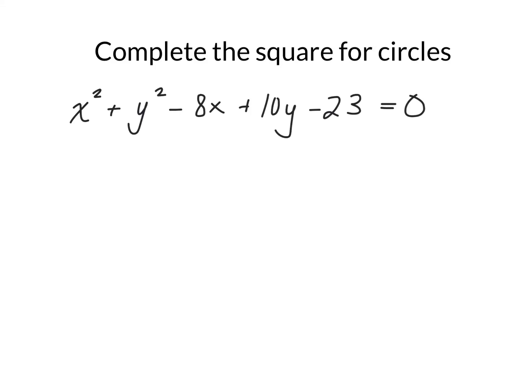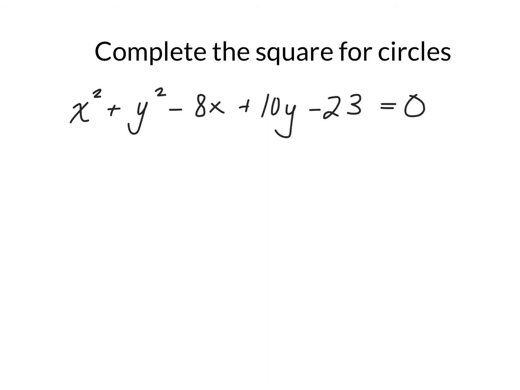All right, let's complete the square to convert forms of a circle. So what we don't like about this form of a circle, it's hard to tell where the center of this circle is. It's hard to tell where the radius is. So we're going to use the process known as completing the square to convert this to a more convenient form.